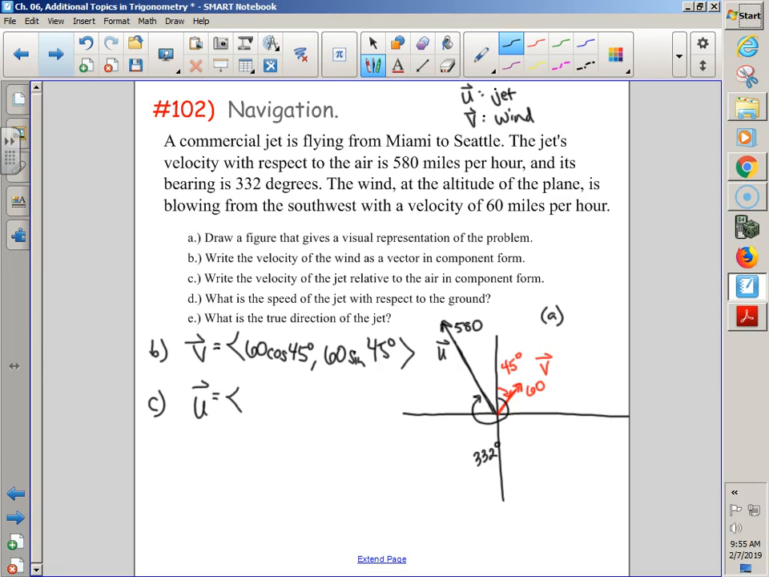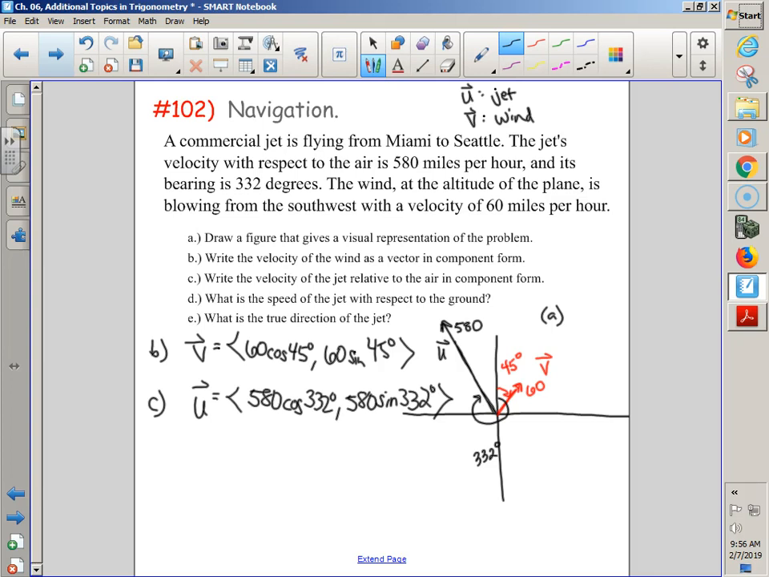Okay. Letter C says do the same thing for the jet. So you guys use the same pattern. Good, Matthew's saying it up here. You see the speed, or the magnitude, of the jet would be 580. Except what's his angle? 332, yeah. Okay. B and C just said, get the components.